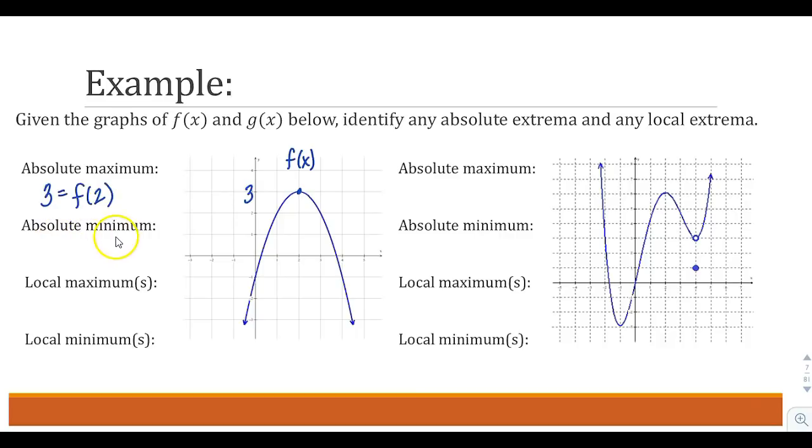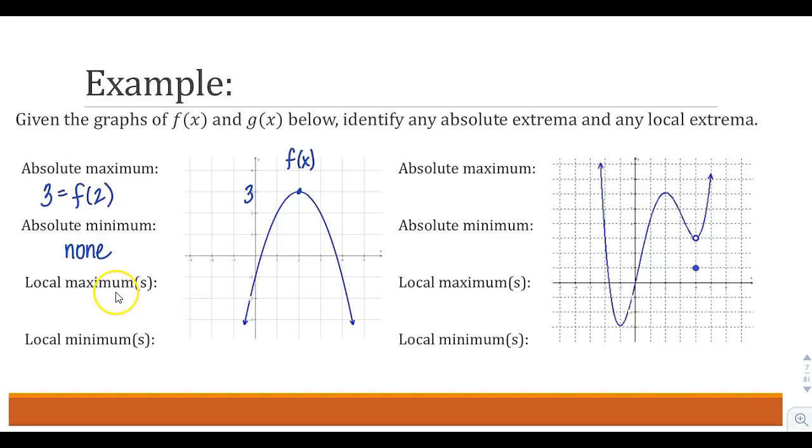For absolute minimum, is there a smallest y value over the entire domain? Well, since the graph goes down towards negative infinity here, and negative infinity is not a real number, I would say there is no absolute minimum. So absolute minimum, there is none.